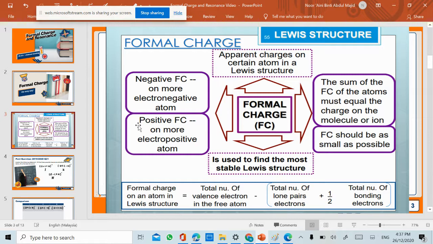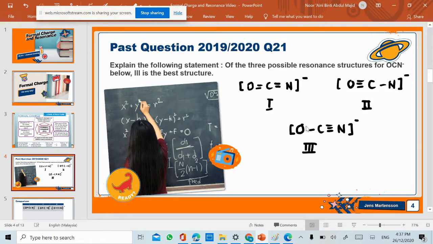Okay, so now let's have a look at the question that I would like to discuss today. It says: explain the following statement. Of the three possible resonance structures for OCN minus, structure number 3 is the best structure, and you need to explain why.